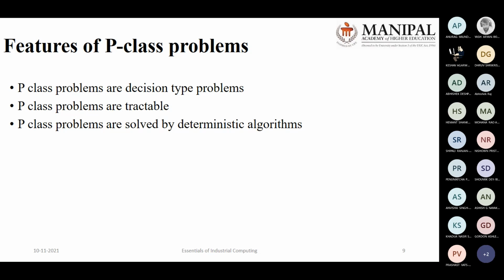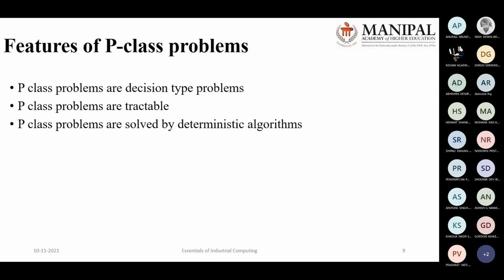What are the features of P-class problems? P-class problems are generally decision type problems in nature. What do you mean by a decision type problem? It is a problem which has the answer as yes or no. You know it, right? Is A greater than 0, yes or no. The answer is just yes or no. Such problems are considered to be decision type problems, and P-class problems are basically decision type problems in nature.